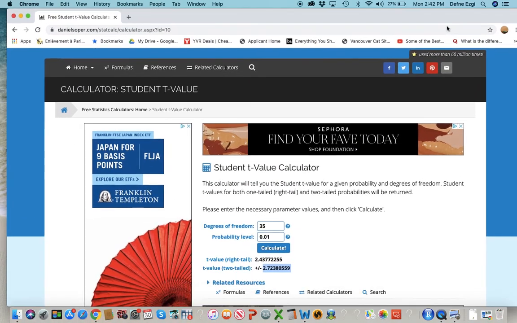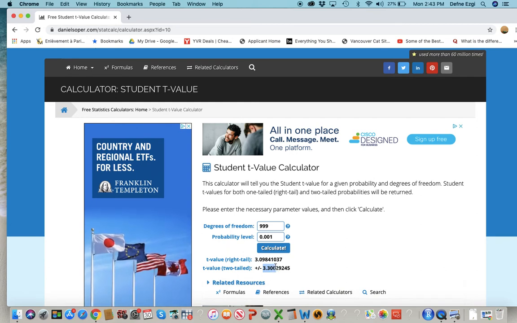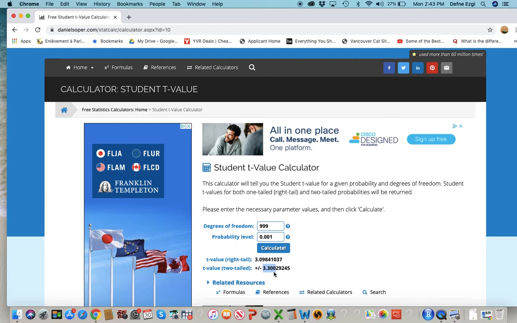All right, so again, if you don't want to round down, you can definitely use the student t-value calculator. So in this case, our degrees of freedom is 999. If we're doing a 99.9% confidence interval, alpha is going to be 1 minus 0.999, or alpha equals 0.001. When I click calculate, this is the t-score that I get. So the very precise t-score for DF equals 999 is 3.30. So this is what you would be putting into your confidence interval formula.